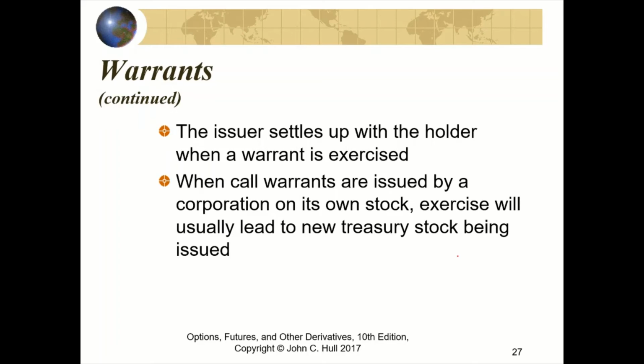Now, usually when warrants are issued, they are issued at the money, and when they are exercised, the cost of issuing these warrants is considered as an expense that will be taken out of the income statement.